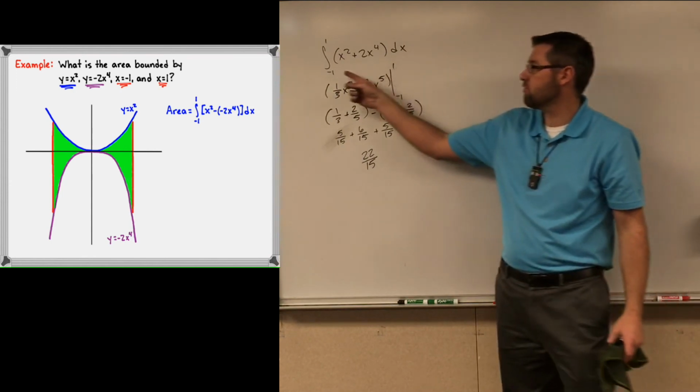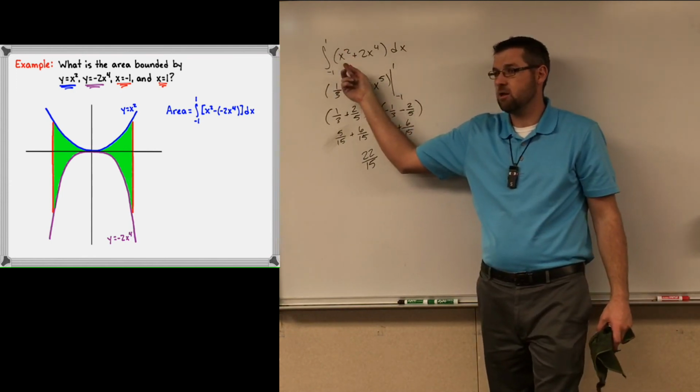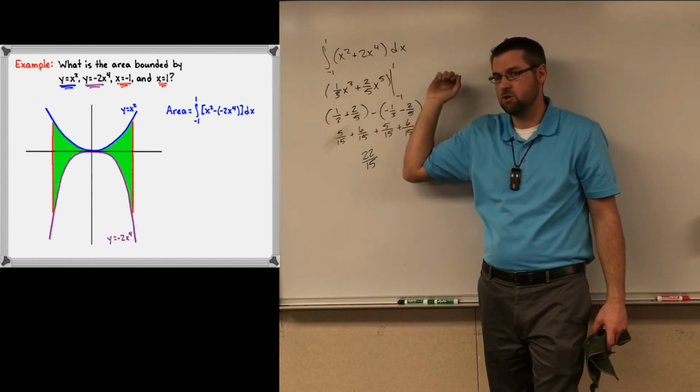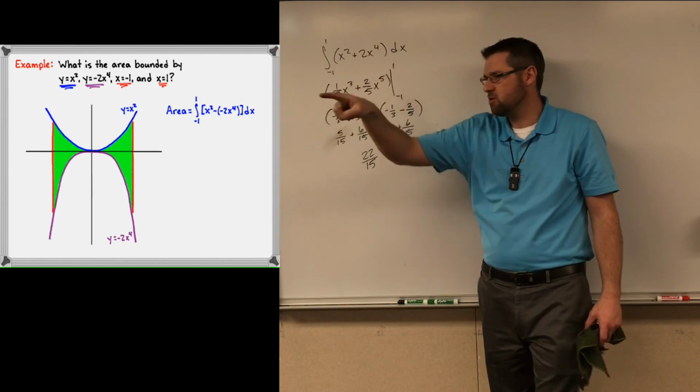Okay, you could have done the integral from negative 1 to 1 of x squared, and then minus the integral from negative 1 to 1 of negative 2x squared, or 2x to the fourth. You could have done that. But what did you say?